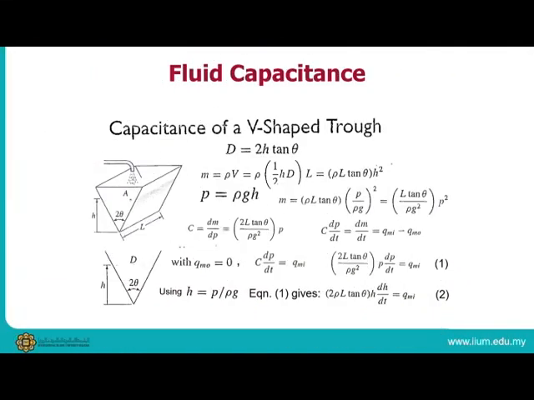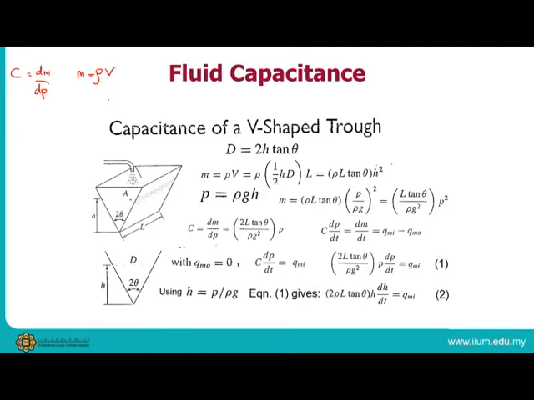Okay, let's look into another example. In this example, you need to calculate the capacitance for the system, right? So you get a V-shaped container here with the length L, right? So you already know the capacitance equals dm over dp, right? So what you need to find is the mass m in terms of P, or pressure. M is equal to rho V.